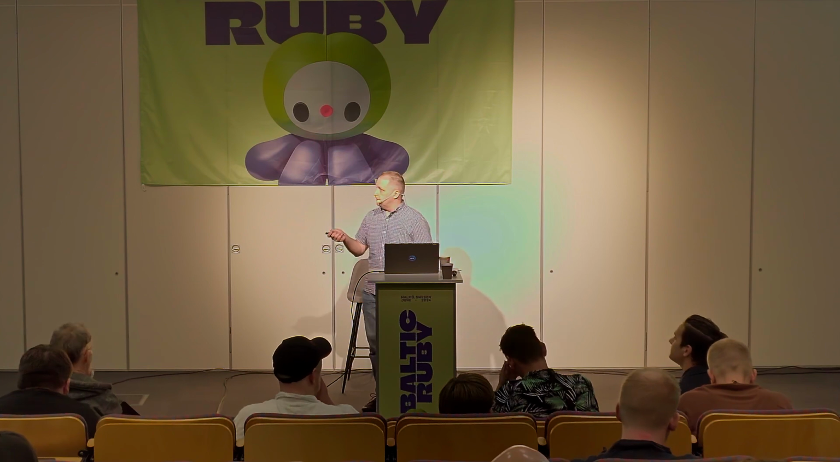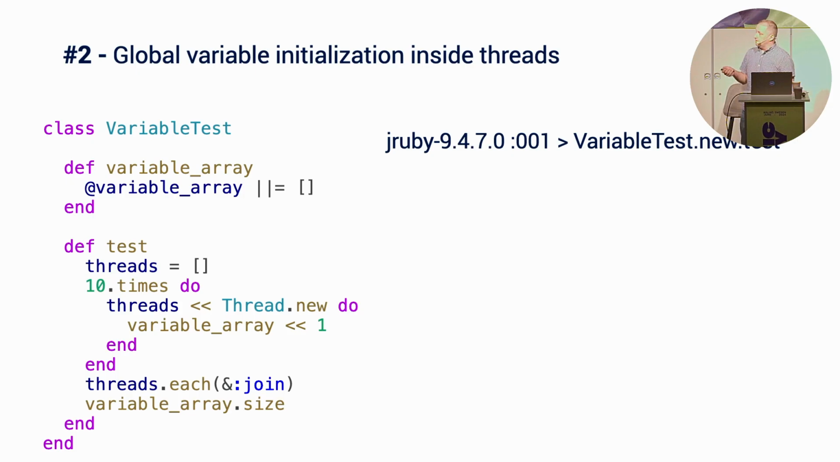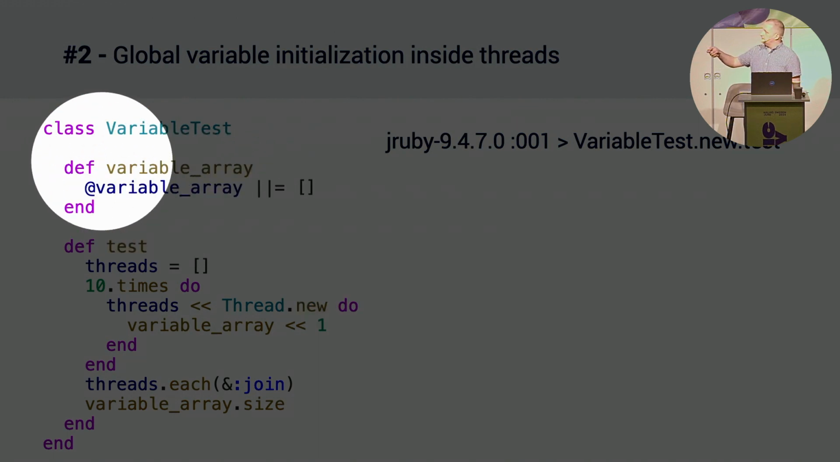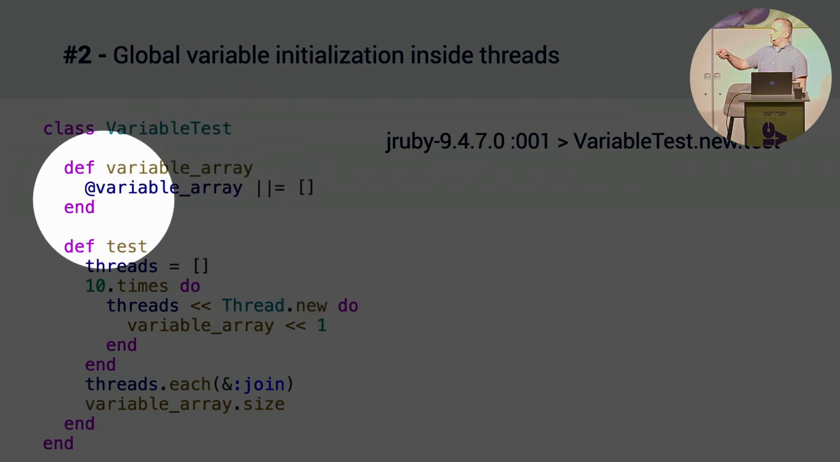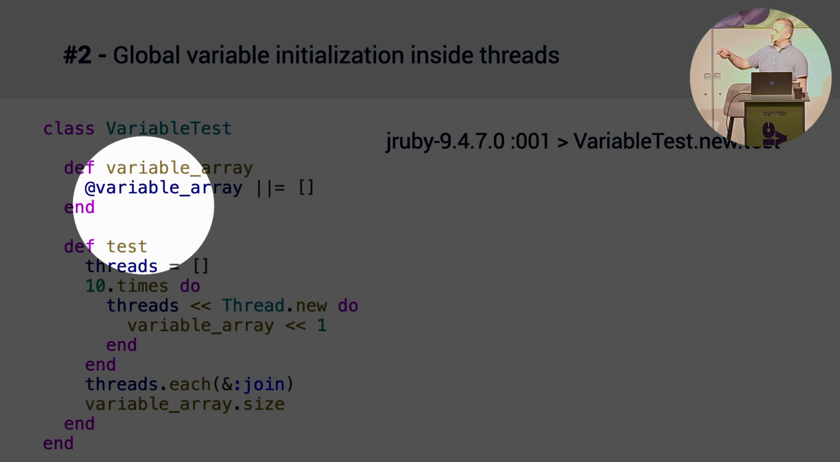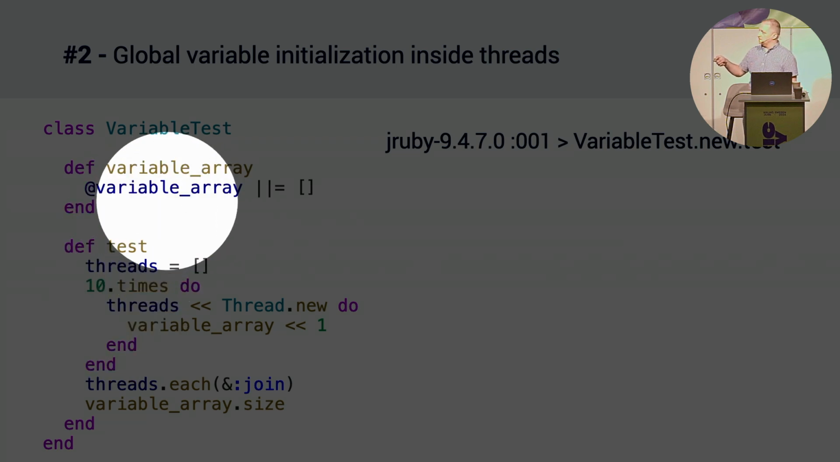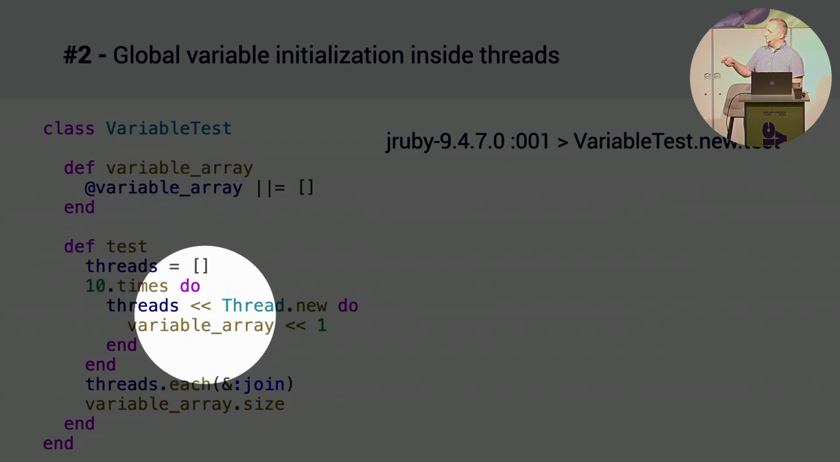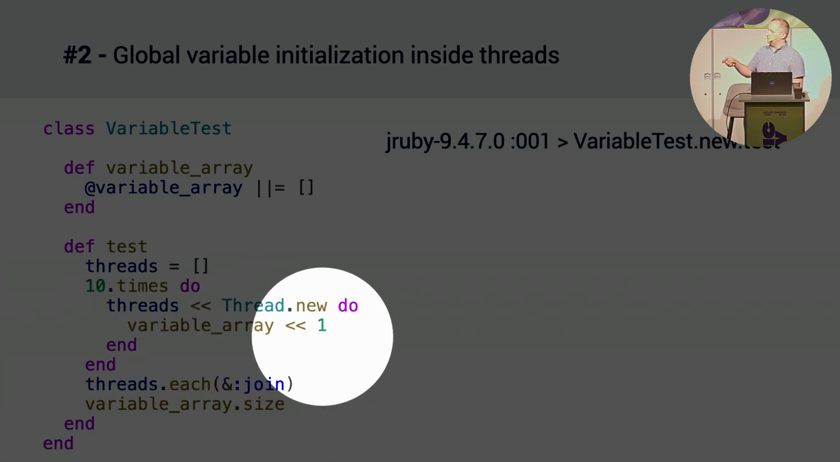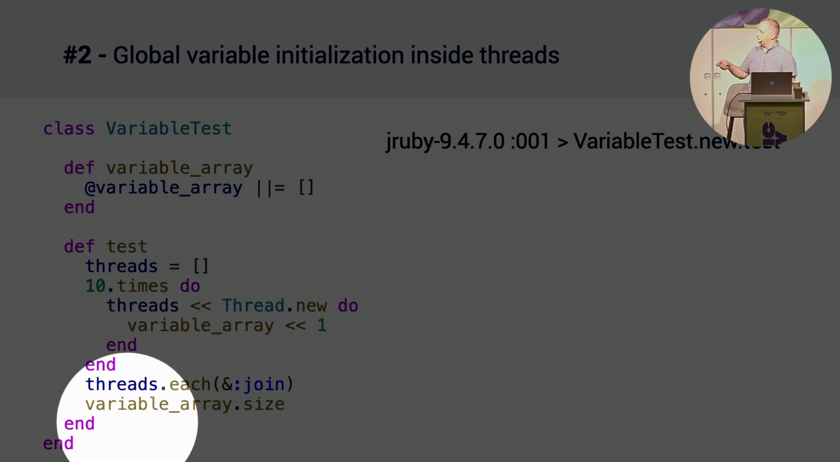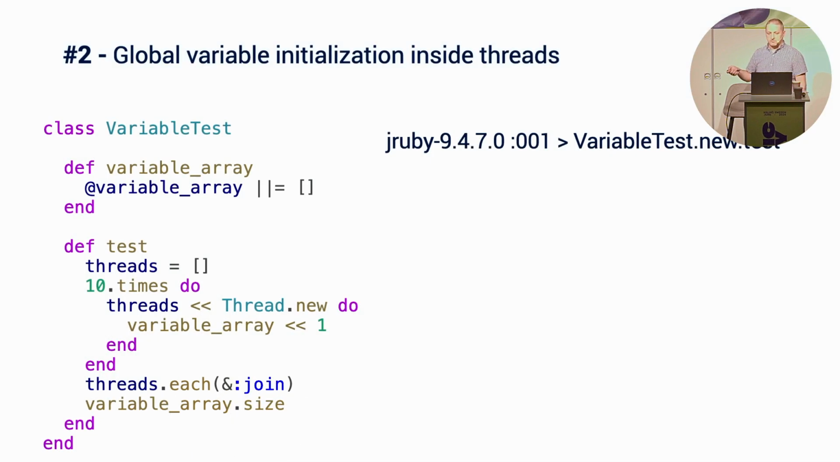And third, global variable initialization inside threads, like global or instance variables. I have here a small class and a method that will initialize an array. Then I spin up 10 threads and add the value 1 to the array. And at the end, I return the array size.